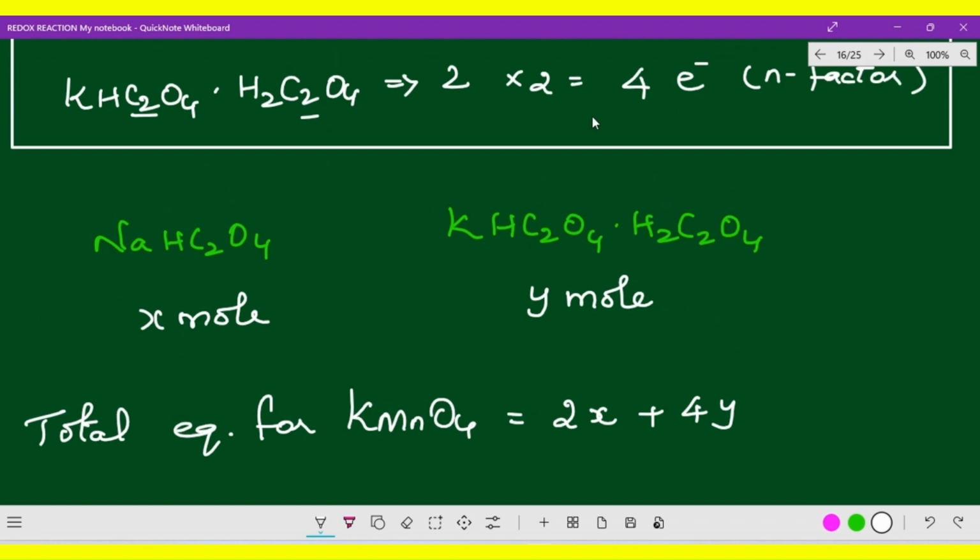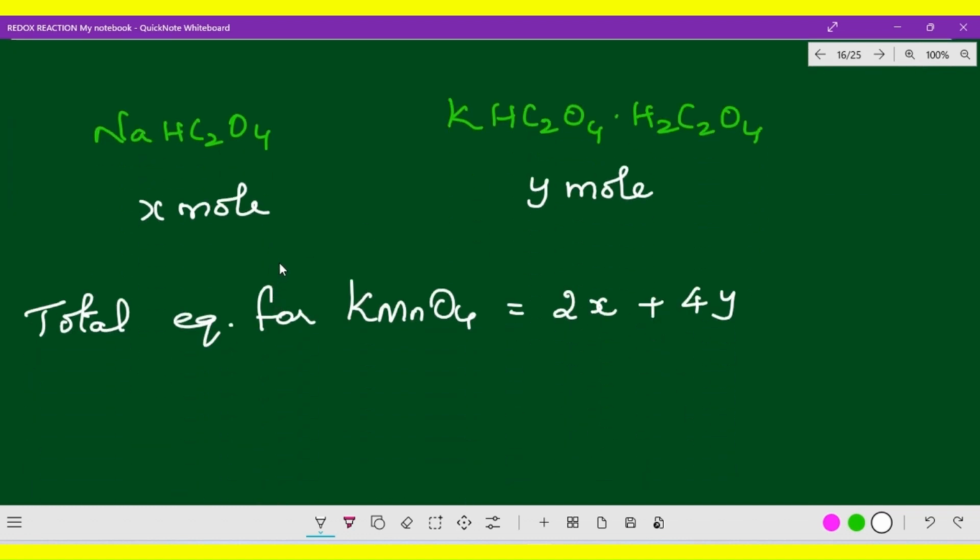Why 2x and 4y? The number of electrons changed is the N factor. Equivalent is nothing but number of moles into N factor, so we can write number of electrons changed, that is the N factor. That is equal to normality into volume. Generally, when we speak about equivalent, it means normality into volume, right? So the normality of both, NaHC2O4 of 2x and KHC2O4 dot H2C2O4, we have to identify for both. So the first one you will get 0.2N into volume. And this is equation 1, I just point out here, equation 1.